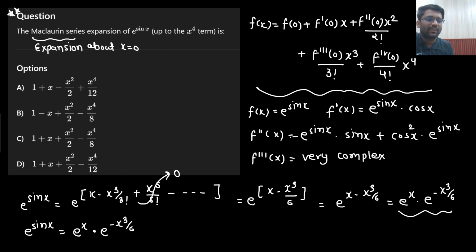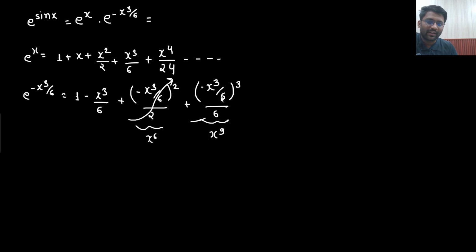Then sir, what will be the next term? Sir, next term would be again in place of x I need to put minus x cube divided by 6, to the power 3 divided by 6. But do I need these terms? This will become x to the power 6, x to the power 6 something. This will become x to the power 9. Do I need those terms? No, I need the terms up to x to the power 4 only. So I can ignore these terms.